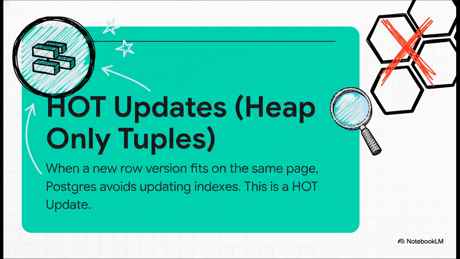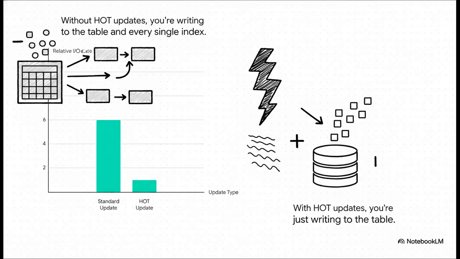But what if there was space on the same page? Well, that's when a little bit of magic happens. Postgres can perform something called a Heap Only Tuple update, or a hot update, and it's a game changer. If the new row fits on the same page as the old one, Postgres can take a shortcut and avoid updating any of the indexes at all. This is the key to solving our write problem. And the difference is just night and day.